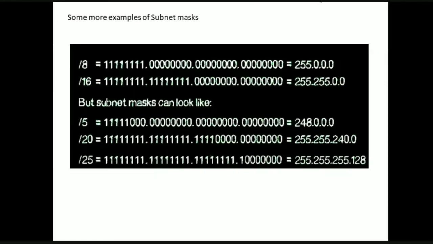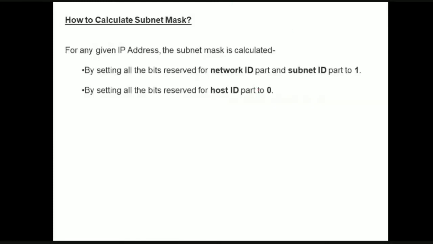Now here are some other examples of subnet masks. Slash 8 means 8 ones, and all the others are zeros. If it is slash 16, 16 ones. If it is slash 5, only 5 ones. Slash 20, only 20 ones. And slash 25, only 25 ones. All the others are zero. In this way, we can represent the subnet mask in different ways.